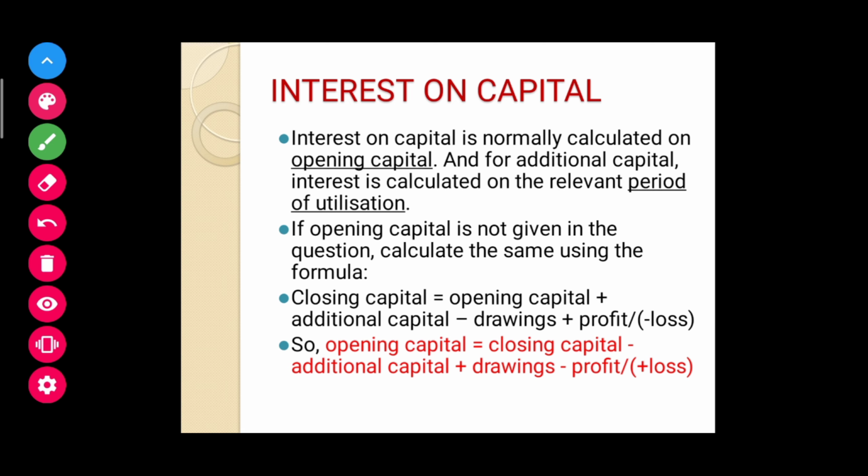Interest on capital is normally calculated on opening capital. So the first thing that you need to keep in mind is that interest on capital is to be calculated on the opening capital, that is capital at the beginning of the year. So in case closing capital, or capital at the end, is given in the question, then you will have to first calculate opening capital. And how will you do so? By applying the formula.